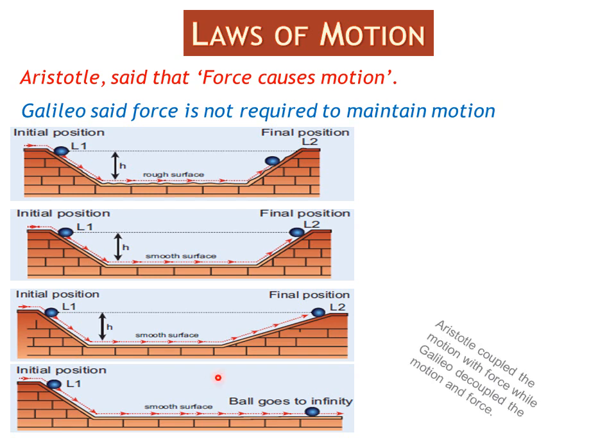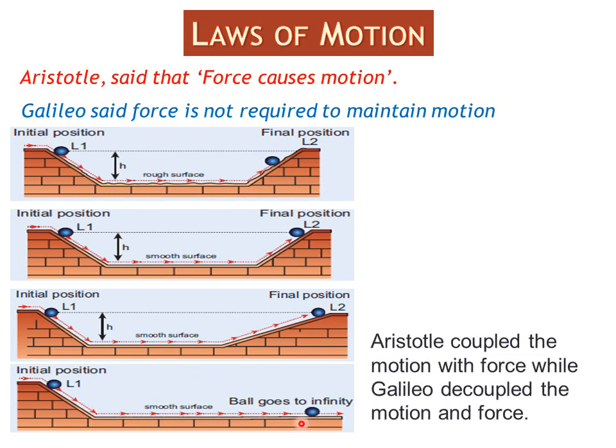See, in the fourth picture you can see all this. In the fourth picture, there is no inclination, there is no final position, so the ball goes to infinity. That means if the angle of inclination is made 0, the ball moves forever in the horizontal direction.